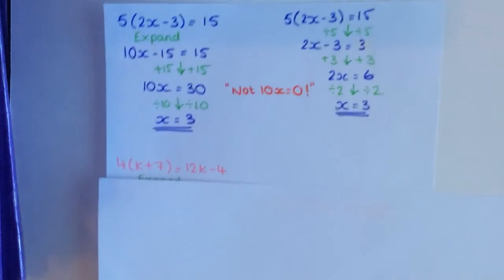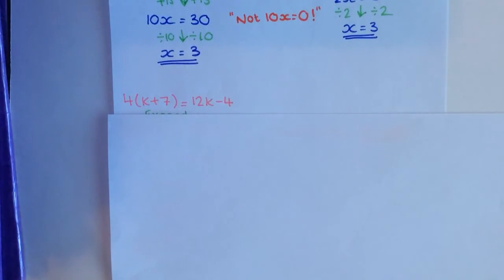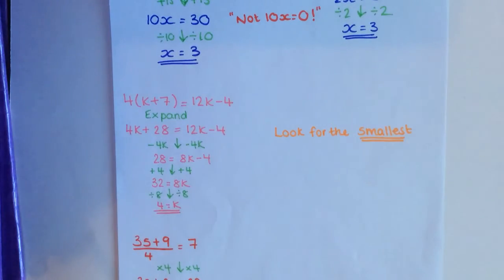Have a go at this one. So we've expanded the bracket to begin with. Now I need to look for the smallest unknown term. So we've got 4k and 12k. So first of all we need to work with the smallest. 4k is the smallest out of that, so we do the opposite. I need to take that 4k away from both sides, so I've only got one k term, leaving me this.